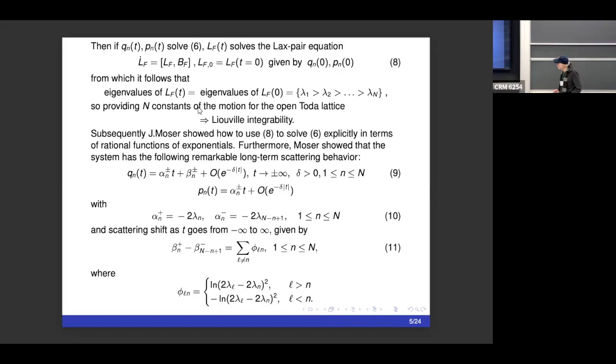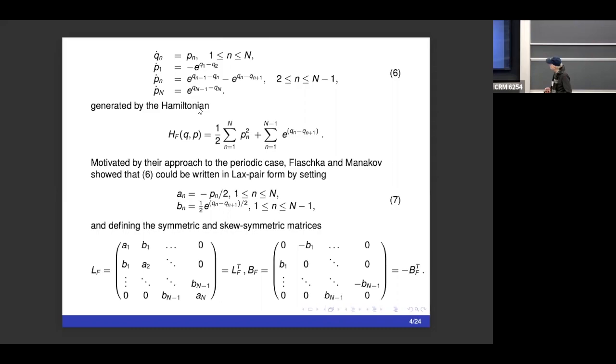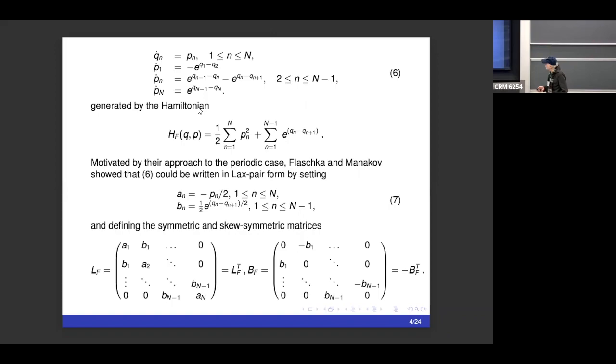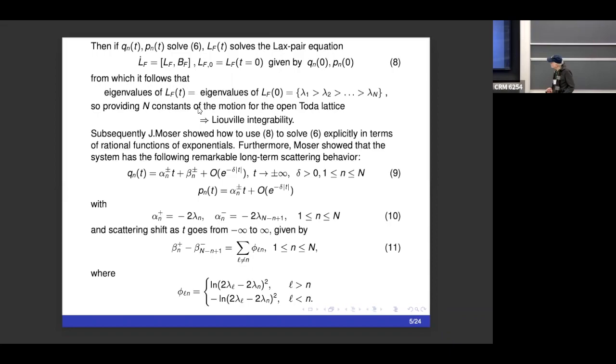Then, as we all know, the equations for q_n and p_n, these equations over here, equation 6, take the Lax pair form where L dot is the commutator of L and B. And the initial conditions can be read off from the initial q's and p's. You just plug them into 7 to get your initial conditions. And that's equation 8. So any system of the form 8 has the property that necessarily the eigenvalues of L are conserved, and so they're going to give you N constants of the motion.